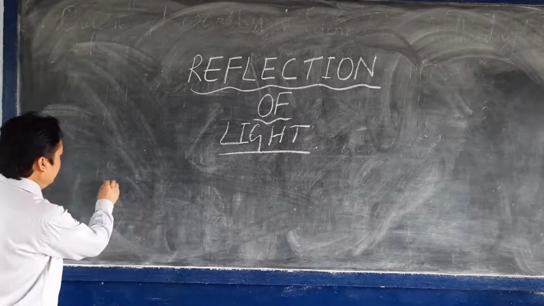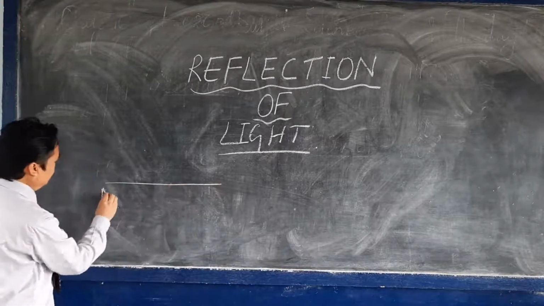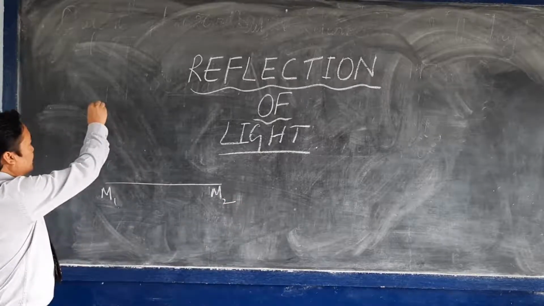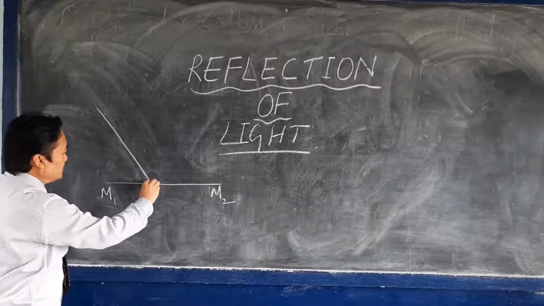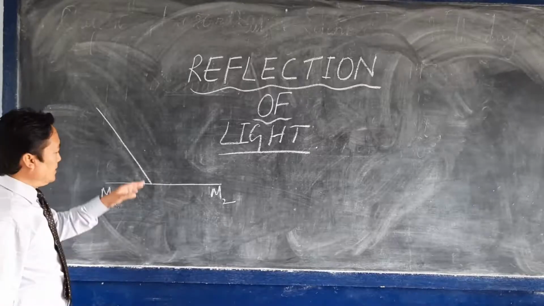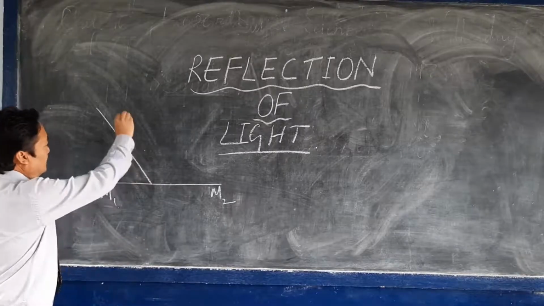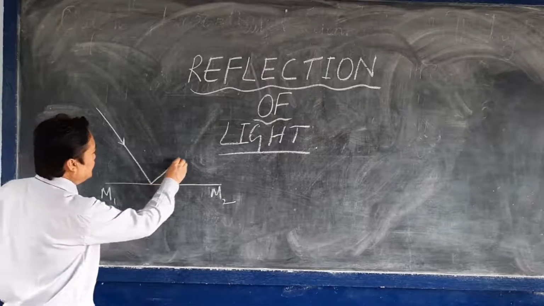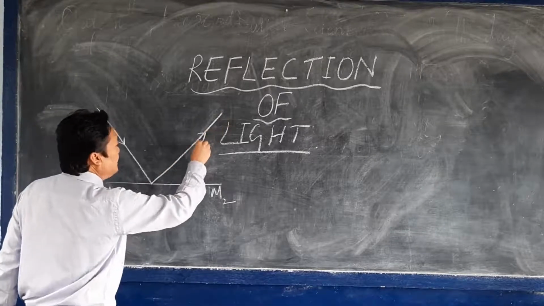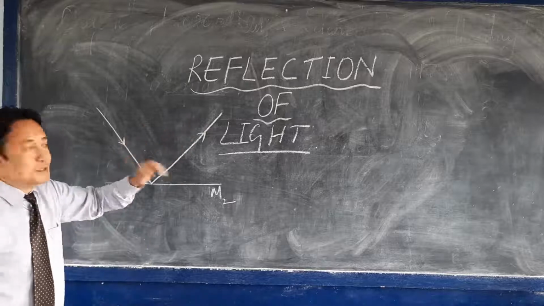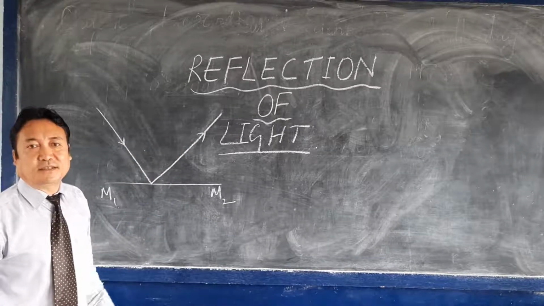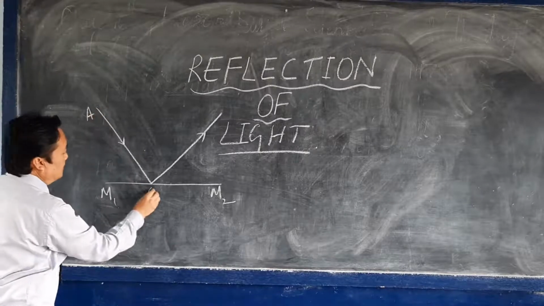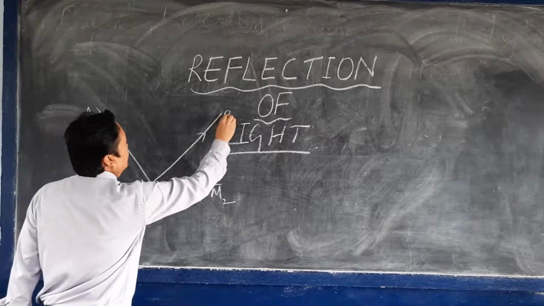Now let us consider this as a reflecting surface. M1 and M2 is the reflecting surface. Then this is a ray of light coming from a source. When this ray of light falls on the reflecting surface, what will happen after that? These rays of light will go back to the same medium where they have come from. So this is known as the reflected ray. I'll mark it here AOB.